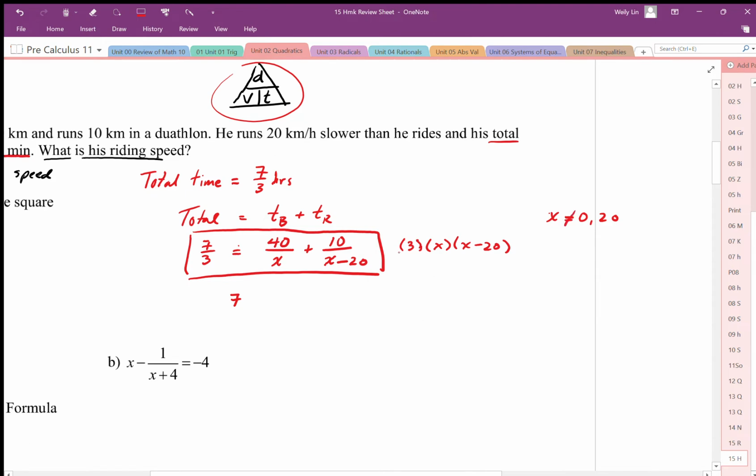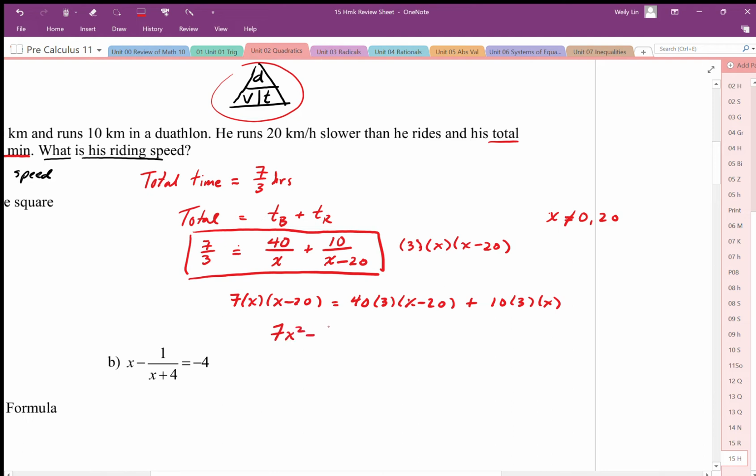So when I multiply this out, the 3's cancel out. I get 7 times x minus 20. When I go to the 40, I'm going to have the x's cancel out. So I'm going to end up with times 3 times x minus 20. And for the 10, the x minus 20's cancel out, so I end up with times 3 times x. So there's my equation, and I'm going to end up with a quadratic equation.